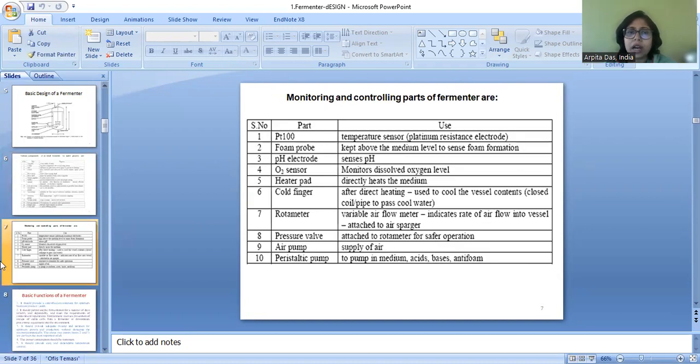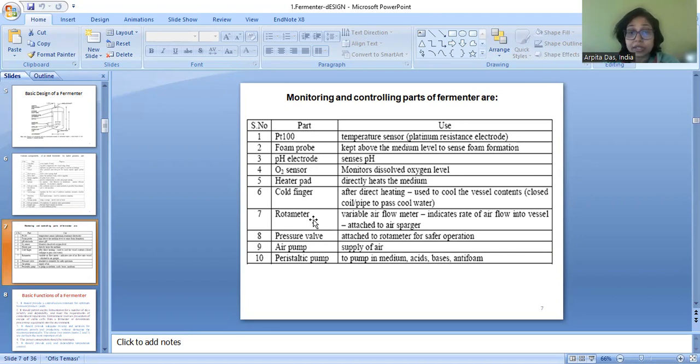And for monitoring, what are the ancillary parts? These are the foam probe. The foam probe is added to find out how much foam has gathered over there. PT100 is a platinum temperature sensor, which will give us the exact idea of what the temperature inside a bioreactor is. Now pH electrodes, which sense the pH.